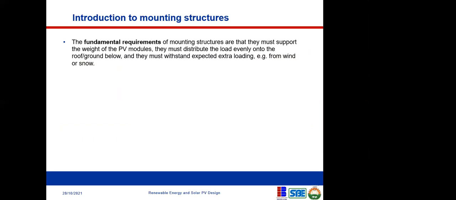So now let's talk about the mounting structures. This is very important, and this is often overlooked by PV designers, especially installers. And we will find out why it is important. Now, the fundamental requirement of mounting structures is that they must support the weight of the PV modules. They must distribute the load evenly onto the roof or the ground below, and they must withstand expected extra loading, e.g. from the wind or the snow.